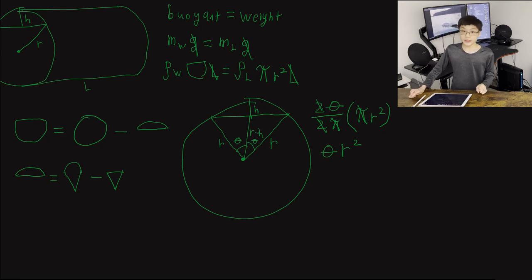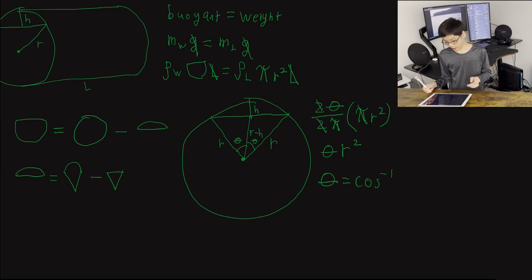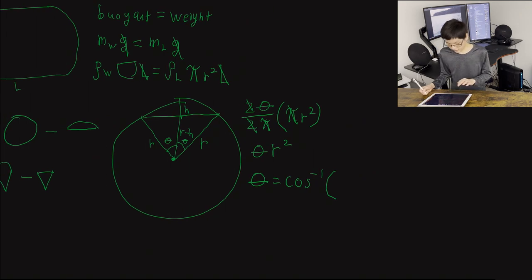But to find out what theta is, we notice that the adjacent to theta is r minus h, and the hypotenuse is r. Well, if we use the arccosine, we're able to make an alternate definition of theta. So in our case, theta is just going to be equal to the arccosine, so cosine negative 1, and then we do the parentheses right here, right? So move a bit to the right. And this is just going to be the adjacent over hypotenuse. In our case, that's just going to be as simple as r minus h over r. Close parentheses.